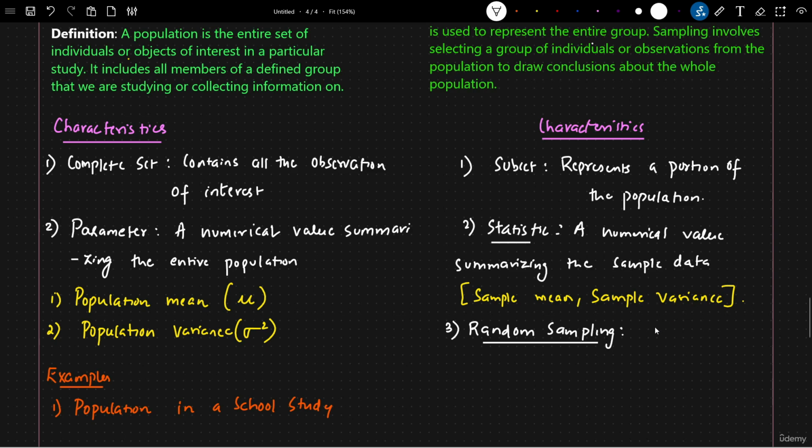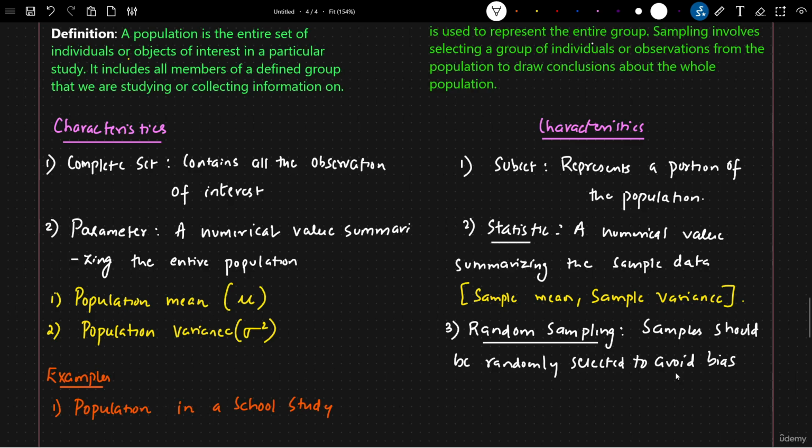So here the idea is very simple. Samples should be randomly selected to avoid bias, and to ensure that proportionate data is coming. We can also talk about representativeness.